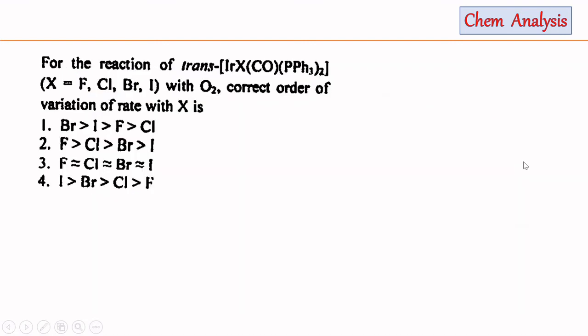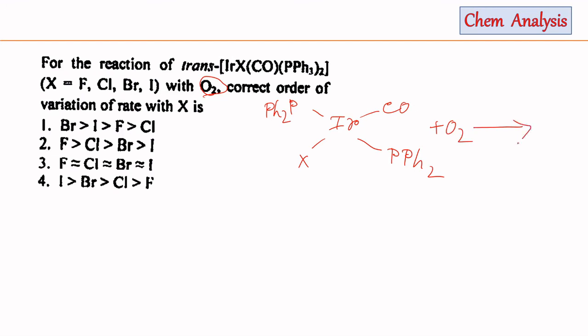Now this is the last question for this discussion, and here we have to tell about the order for the reaction of trans iridium X CO PPh3 whole 2 with O2. Since O2 is an oxidizing agent, the reaction between this complex and O2 will be oxidative addition. The preliminary condition for oxidative addition to occur efficiently is that the central metal center will be in a lower oxidation state and will be electron rich. If these two conditions are satisfied, the complex will undergo faster oxidative addition.